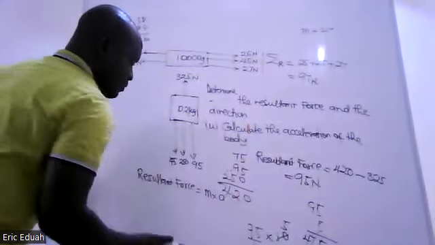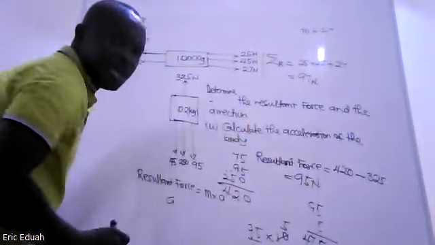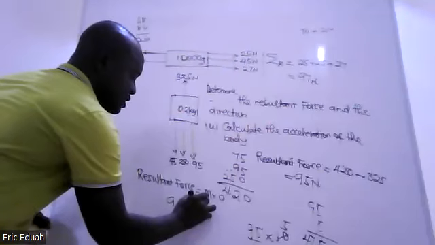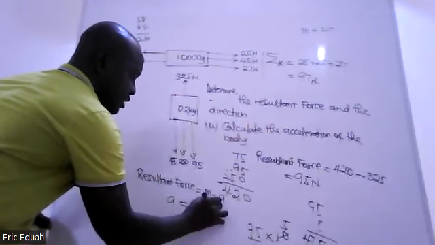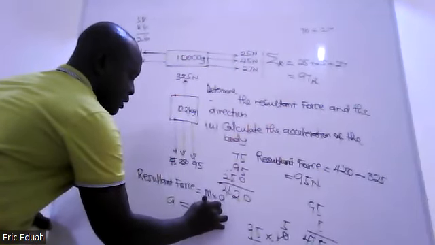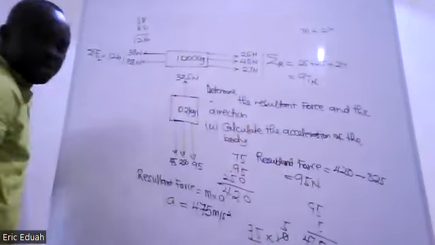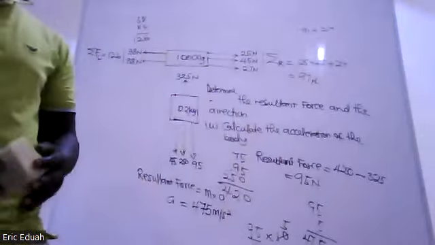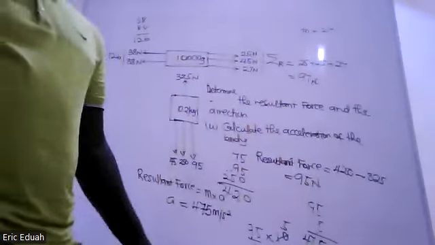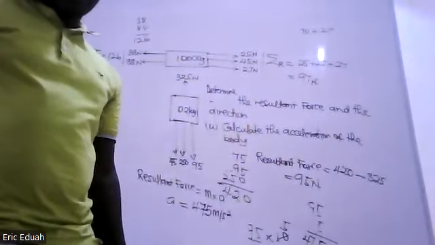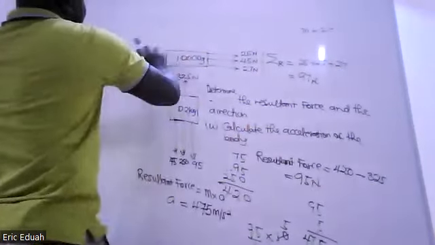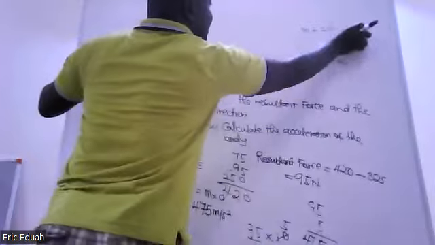So A is equal to 475 meters per second squared. Are we fine? Yes, please. All right. Then another question.